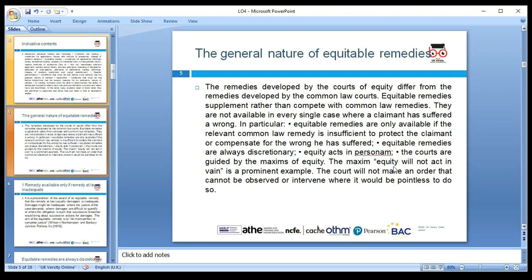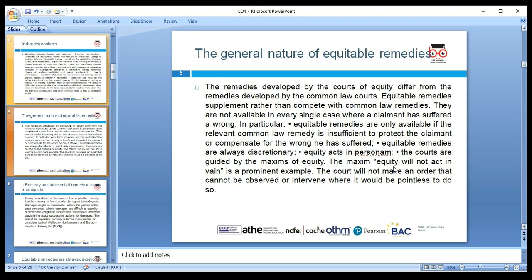In particular, equitable remedies are only available if the relevant common law remedies are insufficient. Common law remedies you will get because there is a case law there, but those are insufficient to cover whatever loss you have. Then we'll go through these extra remedies to protect the claimant or to compensate for the wrong he has suffered, where a wrong decision was made against him. So equitable remedies are always discretionary.